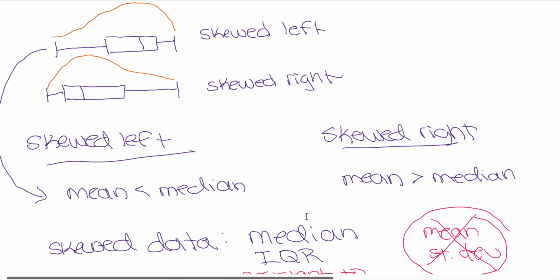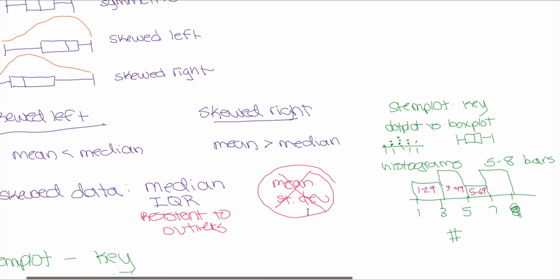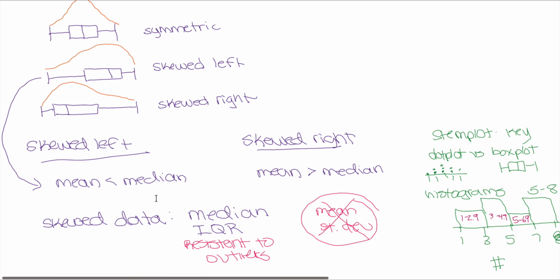Okay, so let's take a closer look at those. For skewed data, we usually use the median and IQR to describe those. We don't use mean and standard deviation. Mean and standard deviation are usually used to describe symmetrical distributions. And for skewed data, we use median and IQR. And remember, those are the two measures that are resistant to outliers. Resistant just means that it's not affected by outliers.